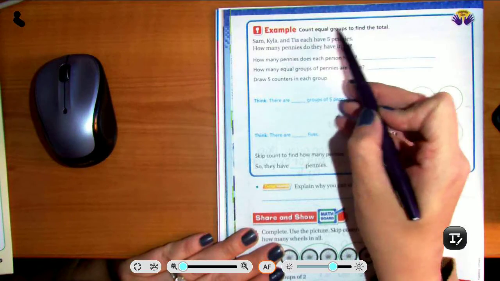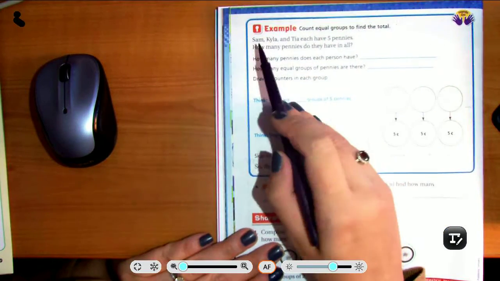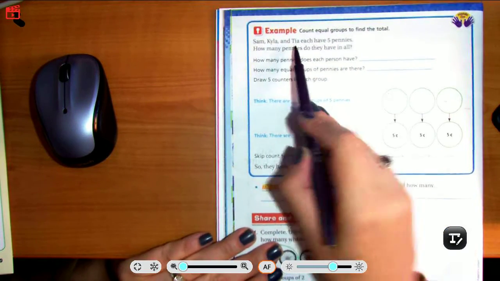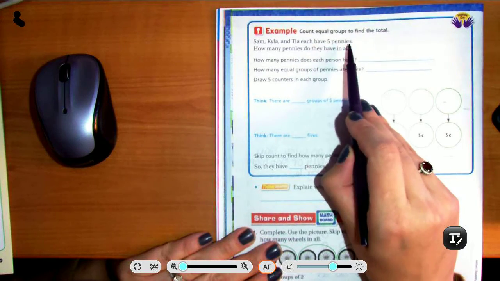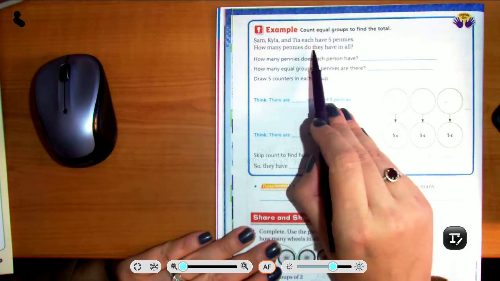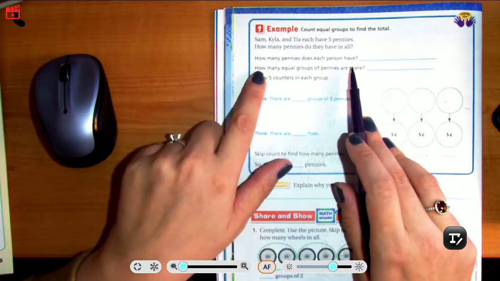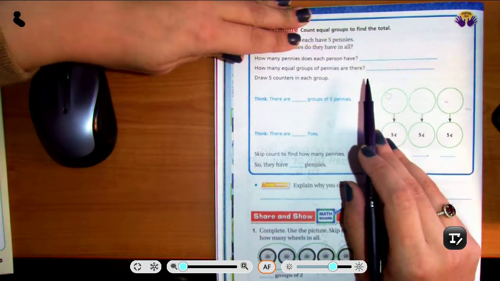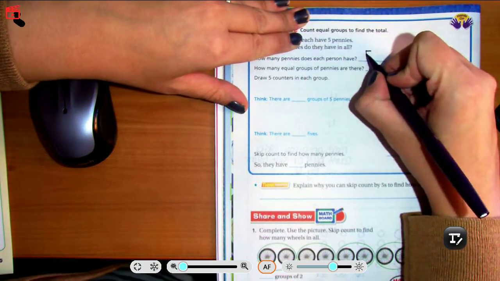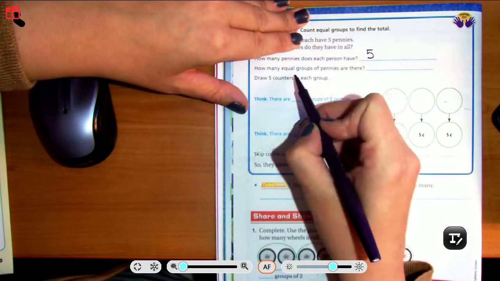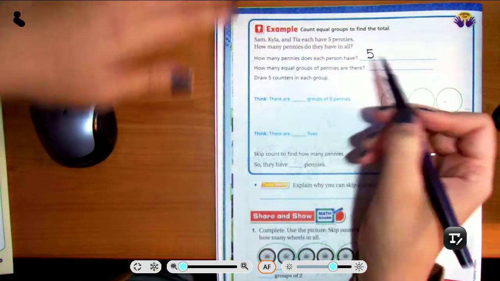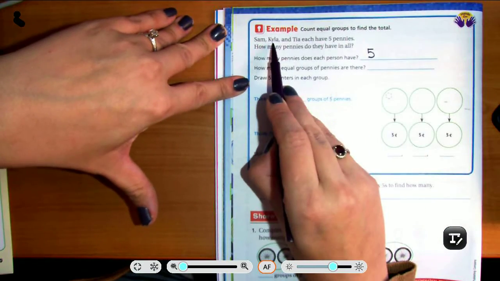Example, count equal groups to find the total. Sam, Kyla, and Tia each have 5 pennies. How many pennies do they have in all? How many pennies does each person have? Each have 5. How many equal groups of pennies are there? How many people do I have? 1, 2, 3.